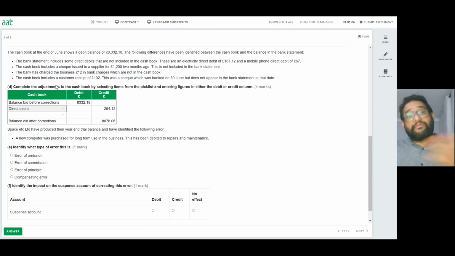But now we still owe the money to that supplier. Possibly they haven't encashed it. It could have been lost in transit, or the supplier may have destroyed it by accident. It could be for many reasons, but that doesn't hide the fact we still owe the money to the supplier. So we have to leave that alone for the time being. The bank has charged the business £12 in bank charges, and that is not in the cash book. Then again, we have to update the cash book.